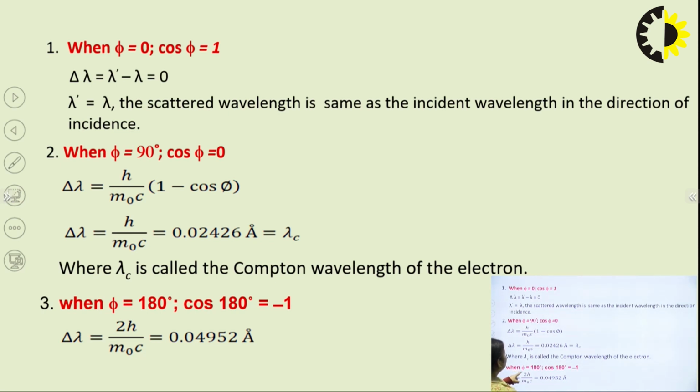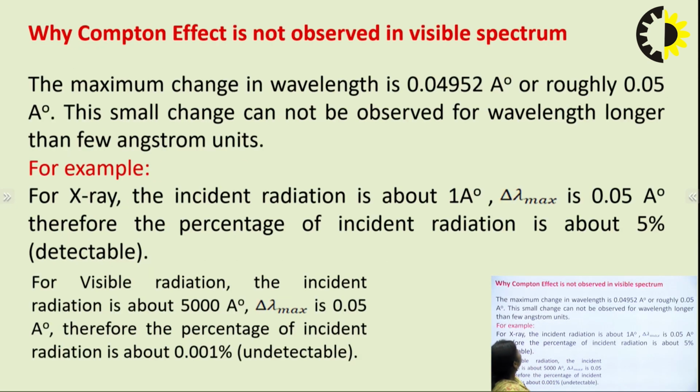Again, when phi is equal to 180 degrees, cos phi is equal to -1. So delta lambda will be equal to h upon m naught c times (1 minus (-1)), so minus and minus gives plus, and it becomes 2. So it becomes 2h upon m naught c, which is equal to 0.04952 angstrom. All right. So this is the value for phi equal to 180.